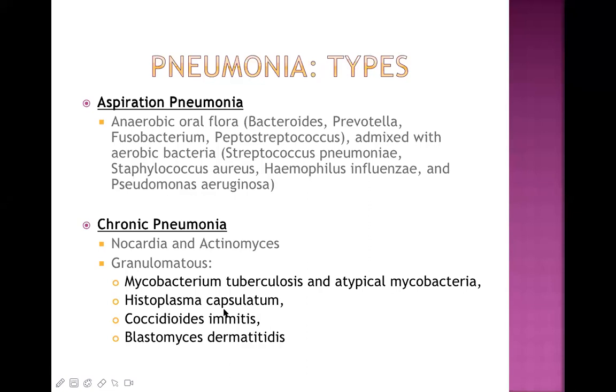Now, these three names are fungi: Histoplasma capsulatum, Coccidioides immitis, and Blastomyces dermatitidis. All of these are called dimorphic fungi. This is one of the special classifications under fungus, which are called dimorphic fungi. So all of them can lead to chronic pneumonia.